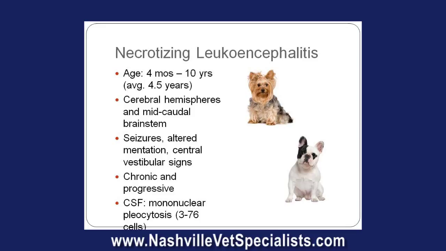The necrotizing leukoencephalitis is similar to necrotizing meningoencephalitis, but as the name implies, it typically affects the white matter of the brain. This tends to be more multifocal within the cerebrum and the brainstem, versus NME tends to be more in the forebrain. So these dogs are going to come in again with signs referable to the forebrain and the brainstem: seizures, circling, vestibular signs. These are also progressive, but they sometimes will have more of a chronic course.